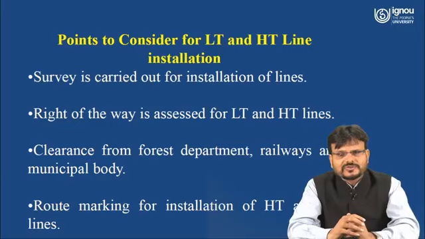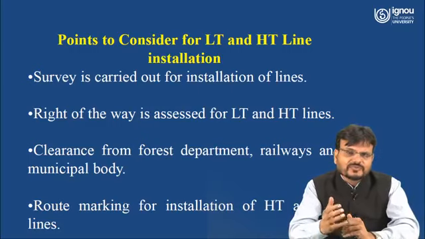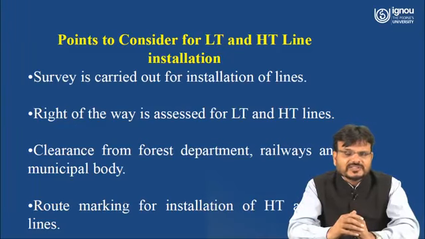Because suppose you are going to install the HT line and LT line, and this power has to be transmitted from one point to another point, and a railway track is coming in between. That means you have to take the clearance from the railway, or you have to take the clearance from the municipal body.